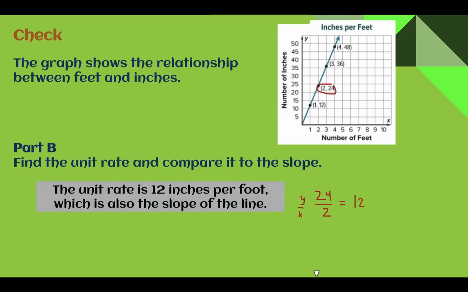So what does that mean? It's also 12 inches per foot, which again is the slope of the line. You should have the same thing both times. If you are getting something different and it's a linear proportional relationship, you should probably recheck what you were doing.